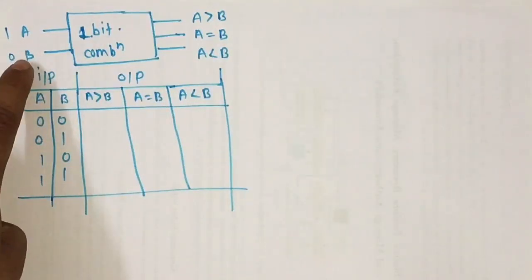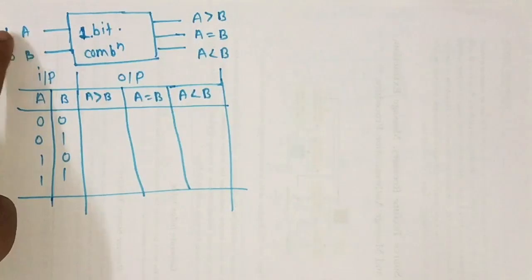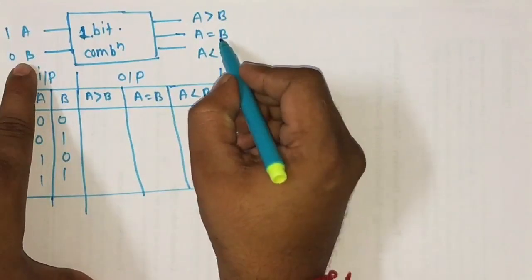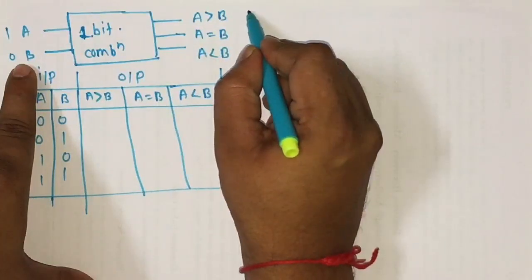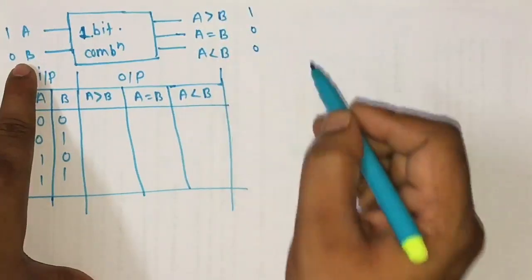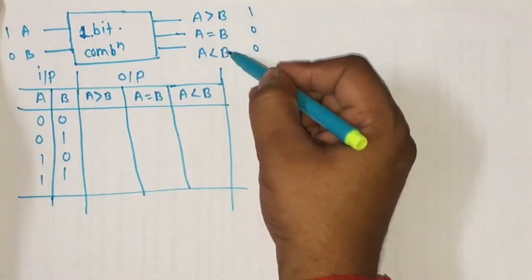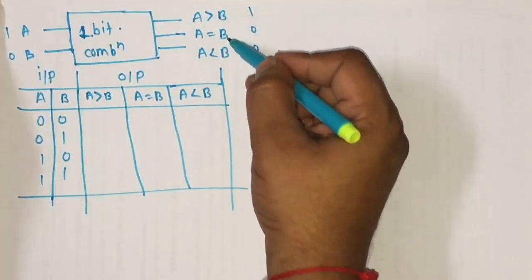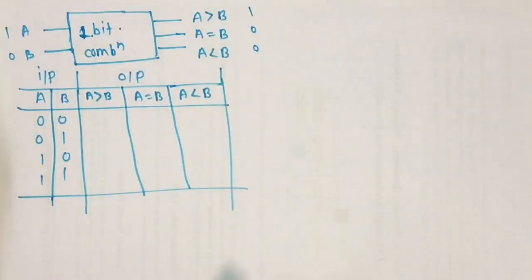So here A is greater than B. The first input A is greater than B. So where A is greater than B, that output becomes 1 and the remaining become 0. Whichever condition is true, that output becomes 1.